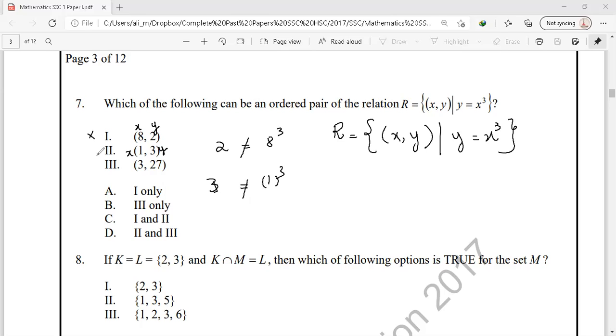Next, in the third condition, we have x equals 3 and y equals 27. So if we take the cube of x, that would be equal to 27. It means this is the ordered pair that satisfies the given condition of this relation R. So we have only the third, that is the correct condition among these three. So for question number 7, the correct answer is option B.